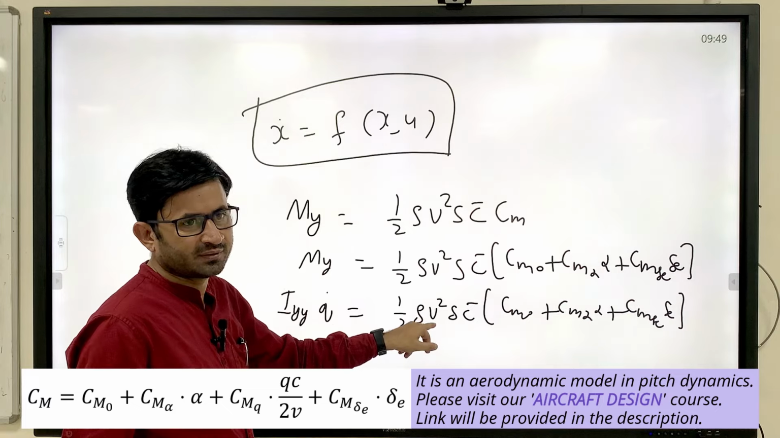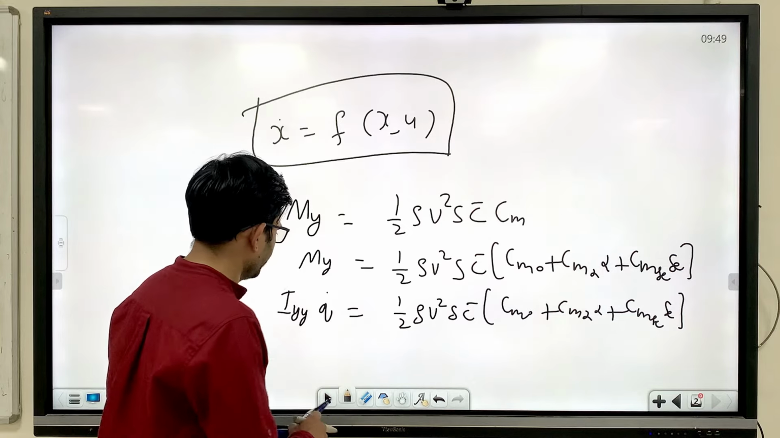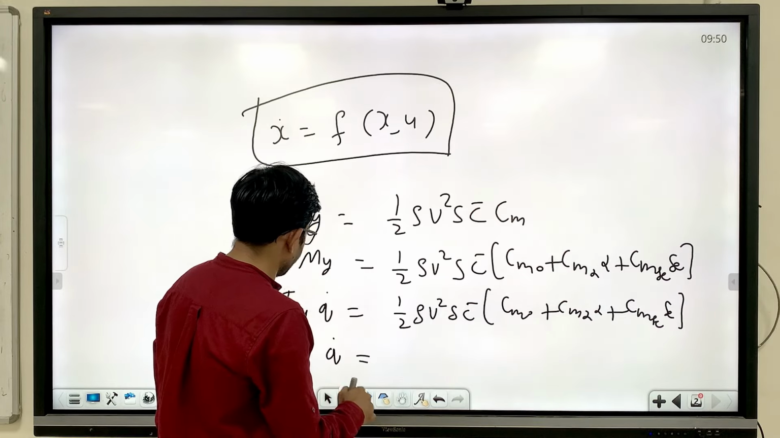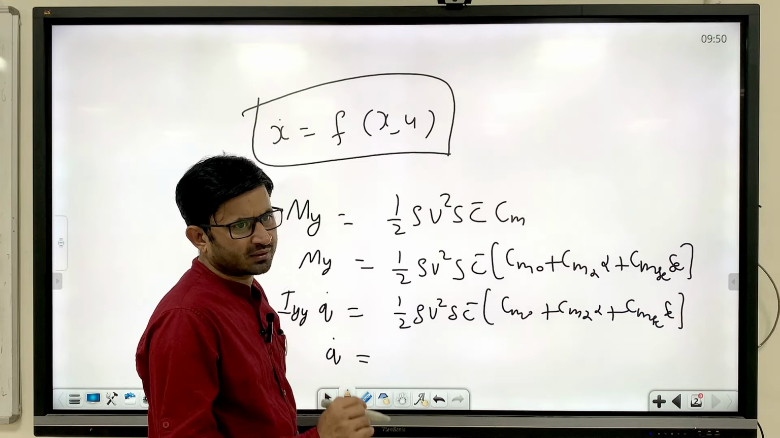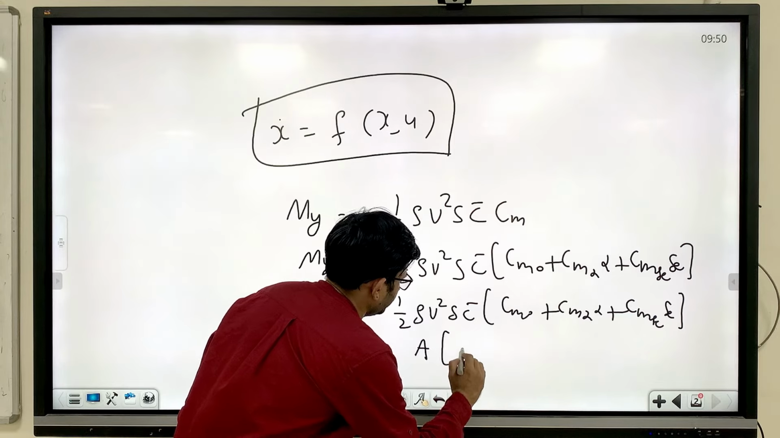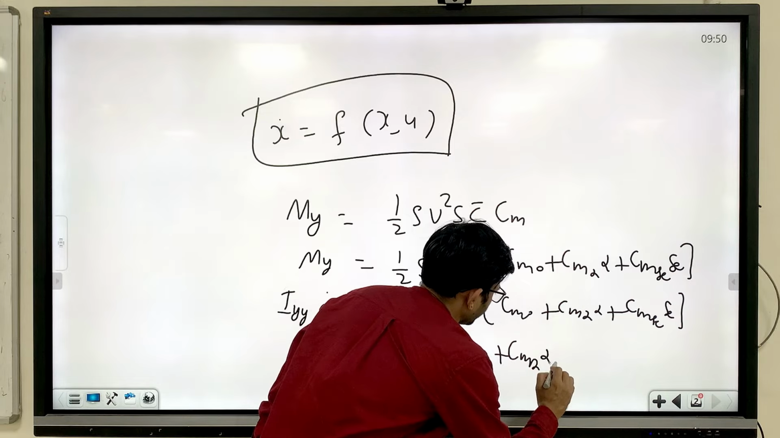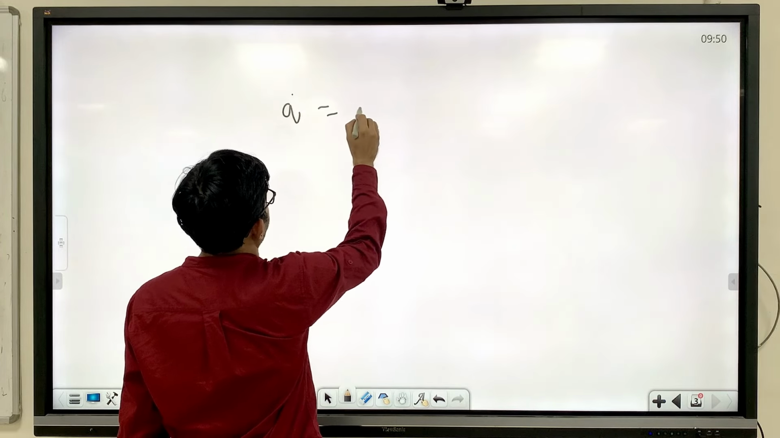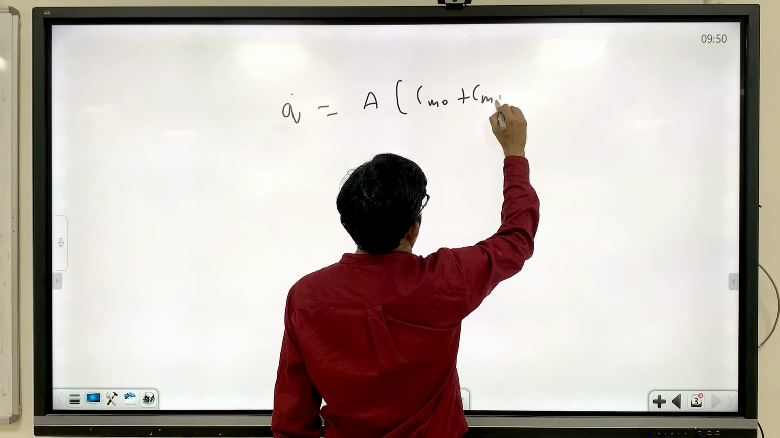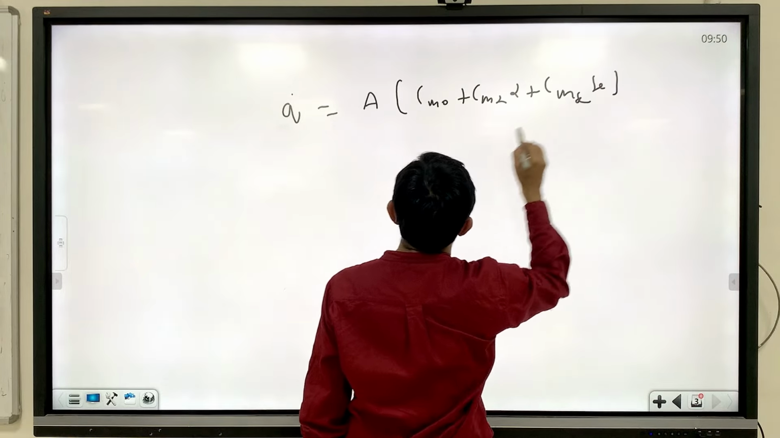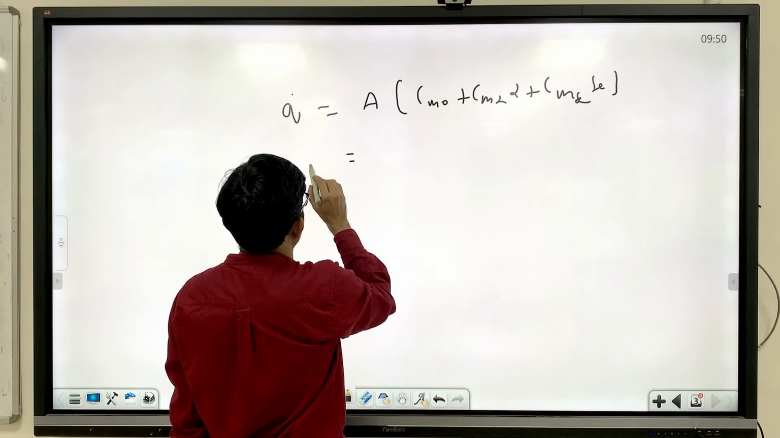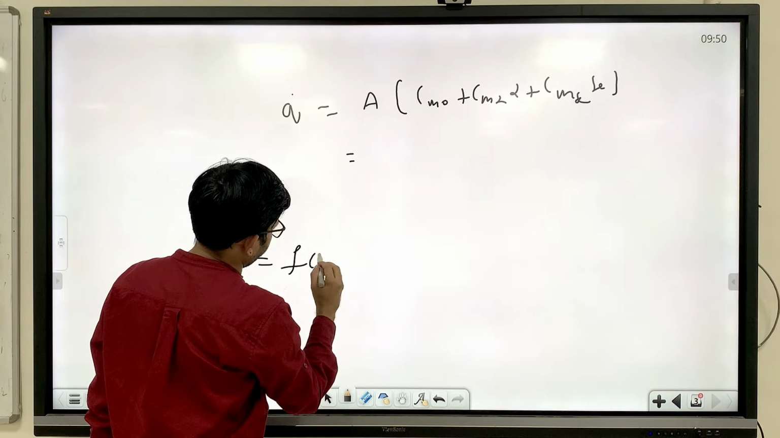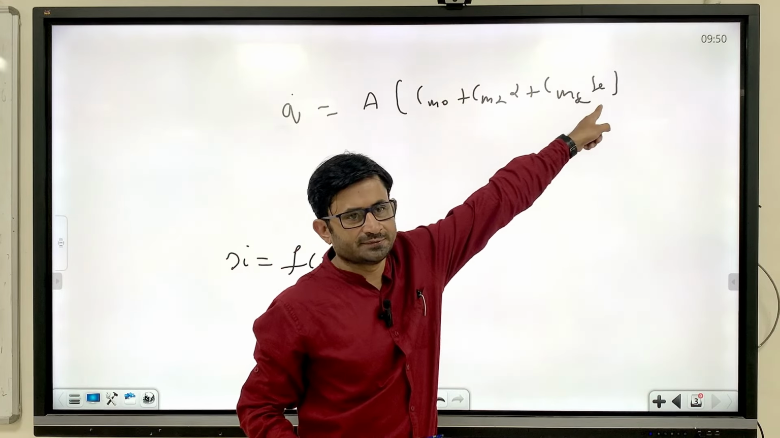Simple. So what will you do? You divide by Iy, right? Here you will write only x dot, that is q dot, right? So you will write q dot equal to half rho V square S c bar divided by Iy, which I can consider as a simple constant a. So a into Cm naught, Cm alpha into alpha, Cm delta into delta e. So this is a similar form, right? x dot equal to a function of x comma u, where x is q and u is the delta e control.